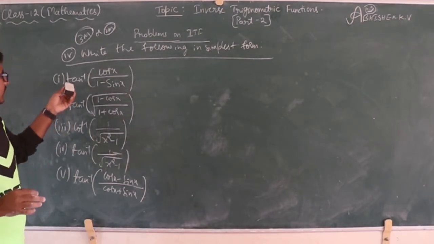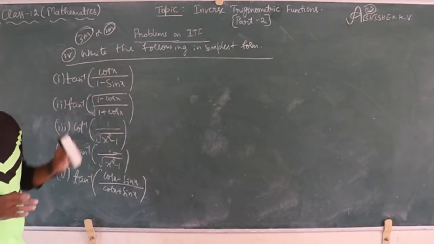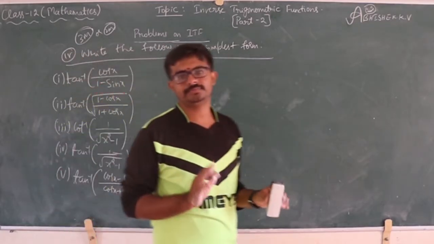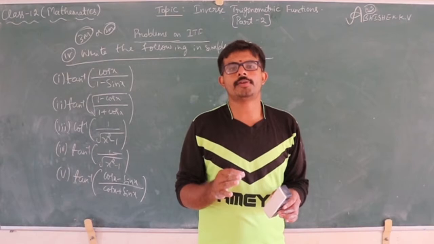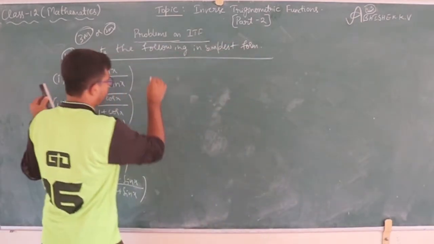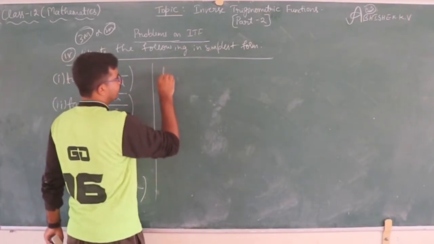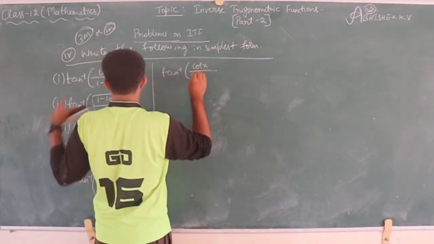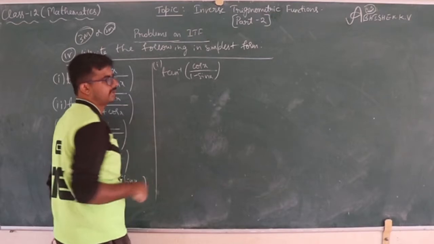See, first one. We need to simplify this: tan inverse of cos x divided by 1 minus sin x. This is based on the formulas on trigonometry. All types of formulas are already given in my notes. Please go through it. To simplify this, consider tan inverse of cos x divided by 1 minus sin x.